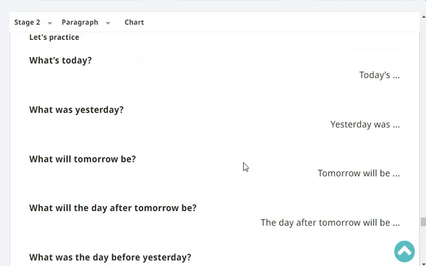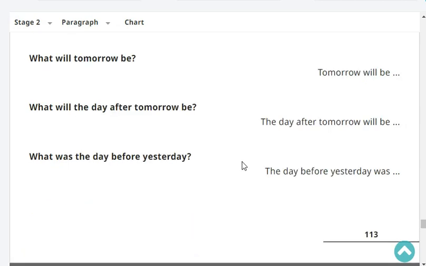What was yesterday? Yesterday was Monday. What will tomorrow be? Tomorrow will be Wednesday. Very good. What will the day after tomorrow be? The day after tomorrow will be Thursday. Very good.